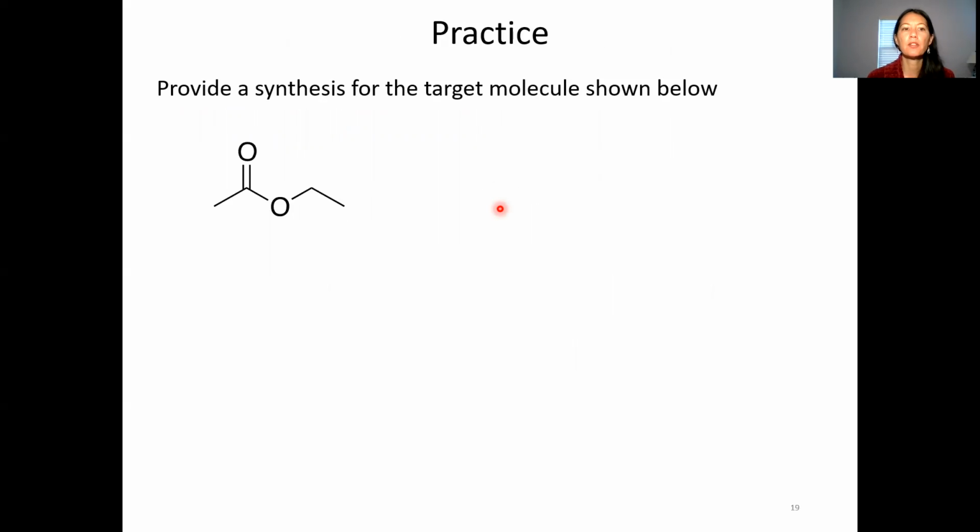Okay, let's practice this one. You're going to form this ester. So pause this, write out how you're going to do it. Do a retrosynthetic analysis, do a dashed line or squiggly line to break up the molecule, write out the fragments you think should connect, and then rewrite an actual synthetic route.